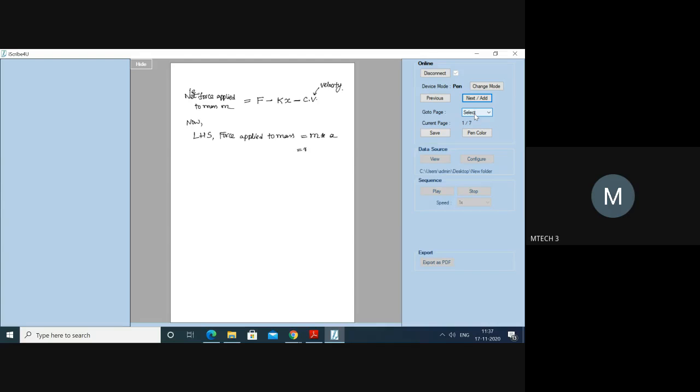Can you express this A in terms of displacement? D square X by dt square. So this is your left hand side. Now let me write. M into d square x by dt square equals F minus K into X minus C into, can we write V in terms of displacement? Dx by dt. Okay, right. So now we'll rearrange.